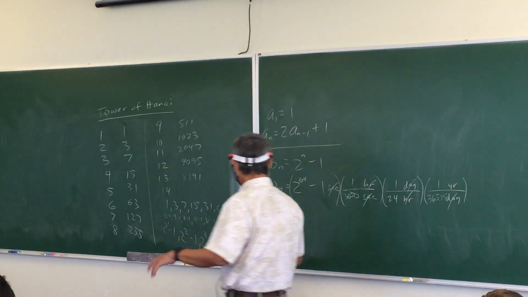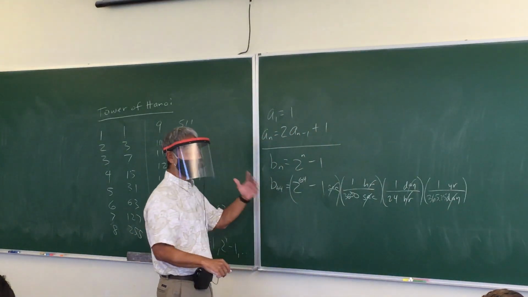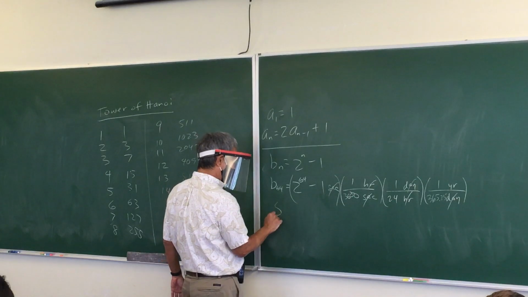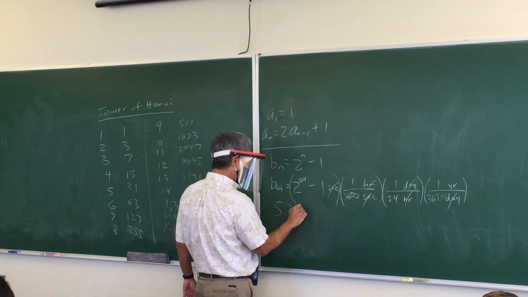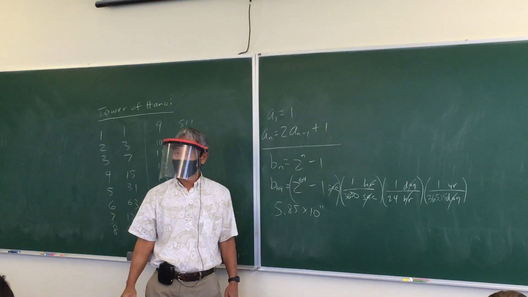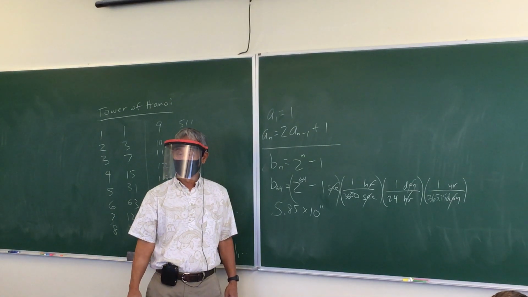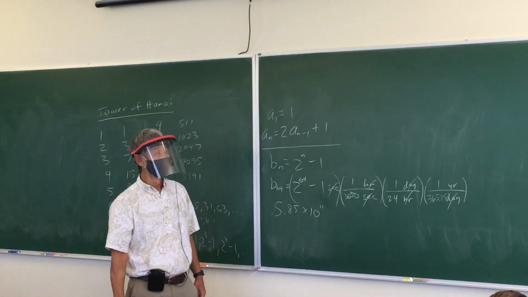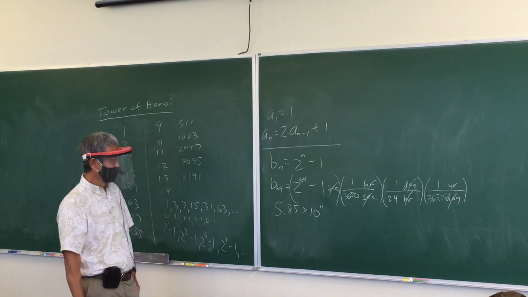500. Wait, don't tell me. Let's see if I can remember something from last year when I did this. 5.85 times 10 to the 11. Is that what you got? That's what I remember. Yeah. So what is that?